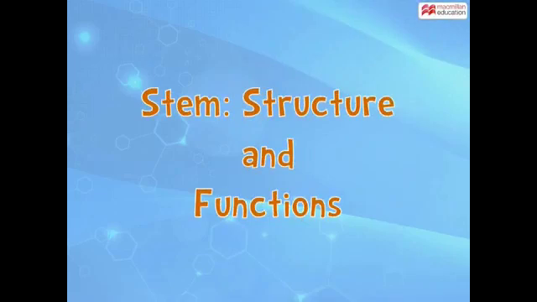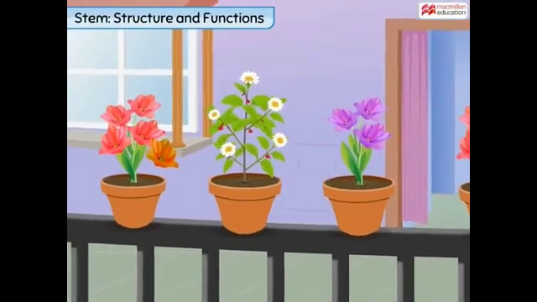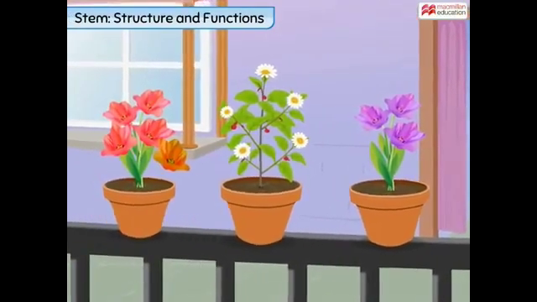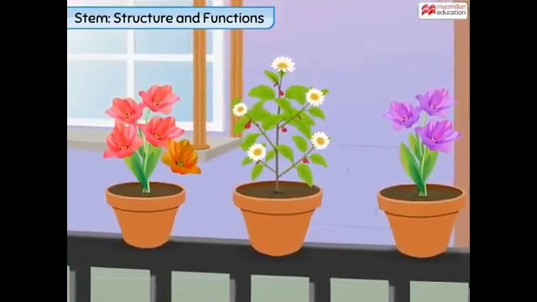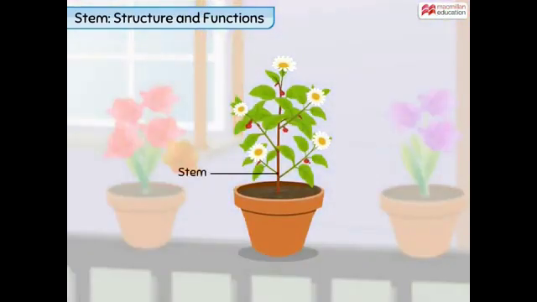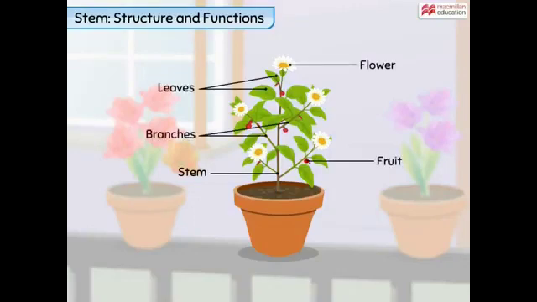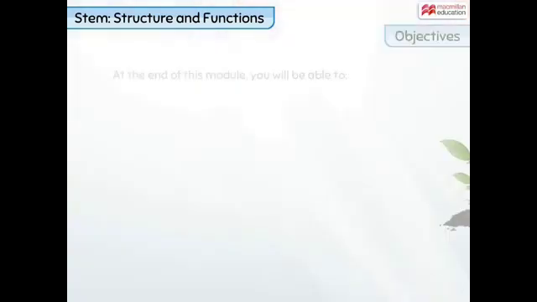Stem, structure and functions. Stem is the part of the plant that is mostly found above the ground. It forms the support system of the plant along with roots. It also bears the branches, leaves, flowers and fruits. But is that all we need to know about stems? Certainly not.